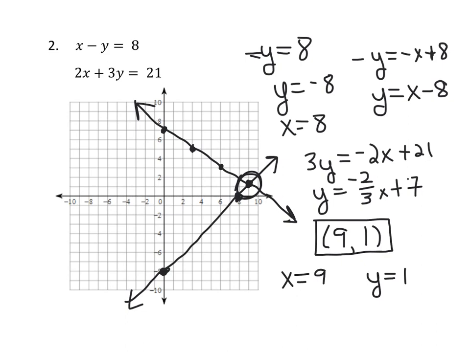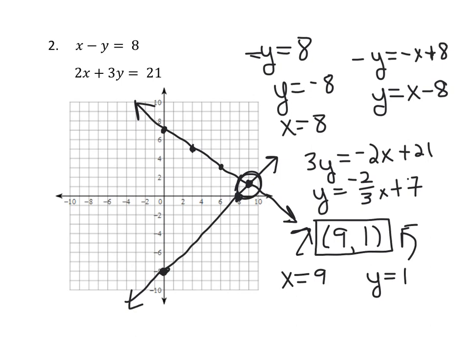So make sure that you do that on the test, because if you just give me that x equals this and y equals that and you don't write it as an ordered pair, then you might end up losing points. You really need to understand that that point is the solution to this system.